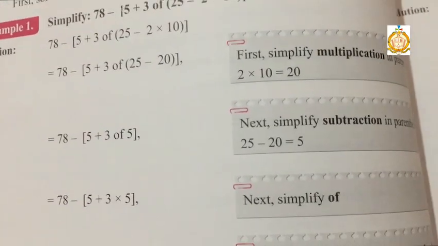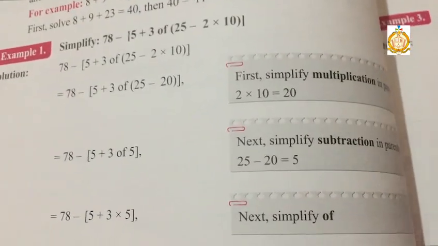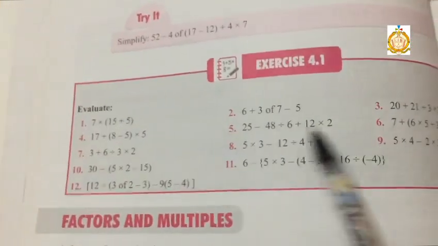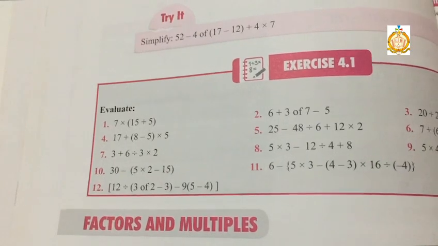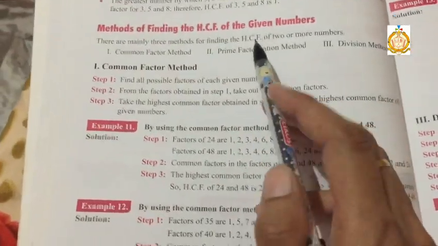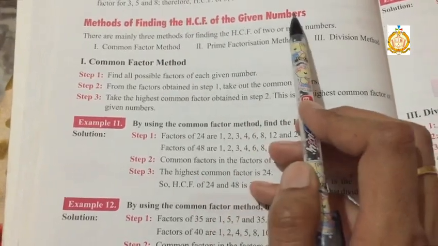As it is, you will solve the steps and simplify the full sum in the examples. You will do this exercise stepwise. Exercise 4.2 is not in your syllabus, so we will continue with 4.3, methods of finding the HCF of the given numbers.